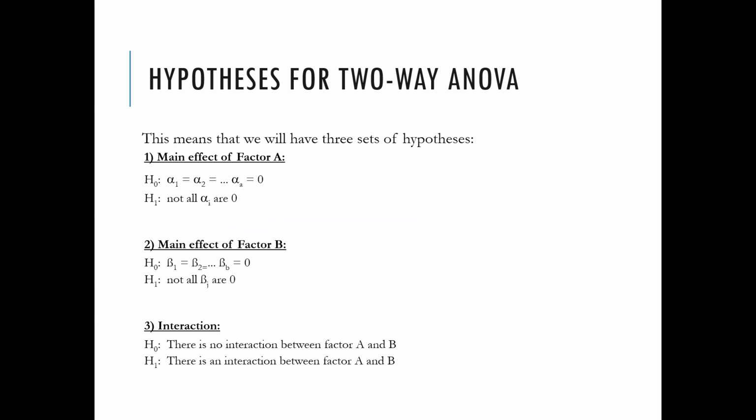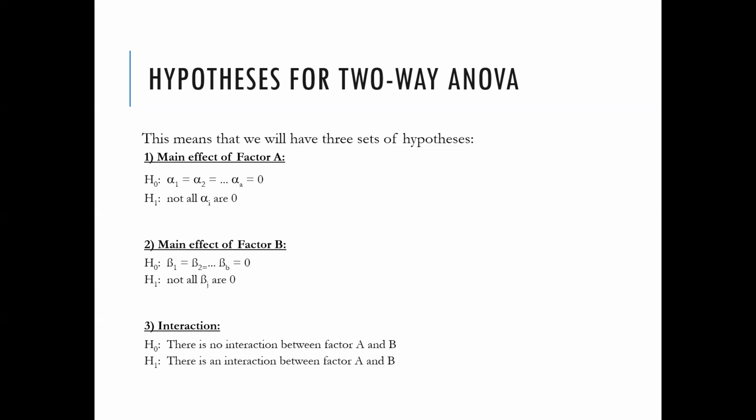So our statistical hypotheses look like this. We have three sets of hypotheses. For the main effect of A, the null is that the means for all of the levels of factor A are equal, and they're all equal to 0. The alternative hypothesis is that they're not all equal to 0. For the main effect of factor B, our null hypothesis is that the means for all of the levels of B are equal to 0, and our alternative hypothesis is that not all of them are equal to 0.